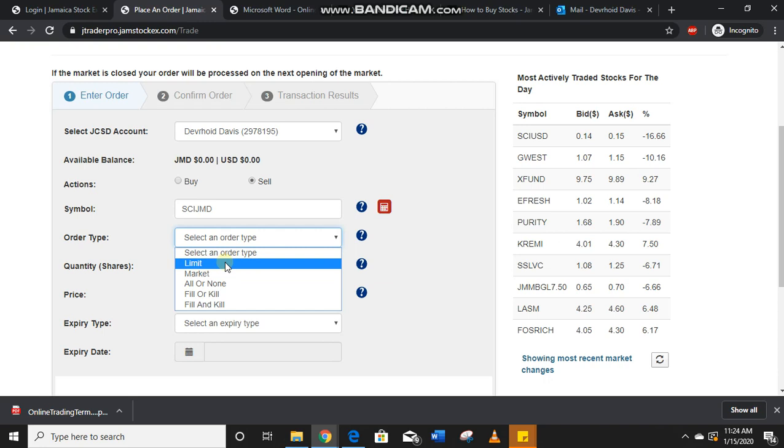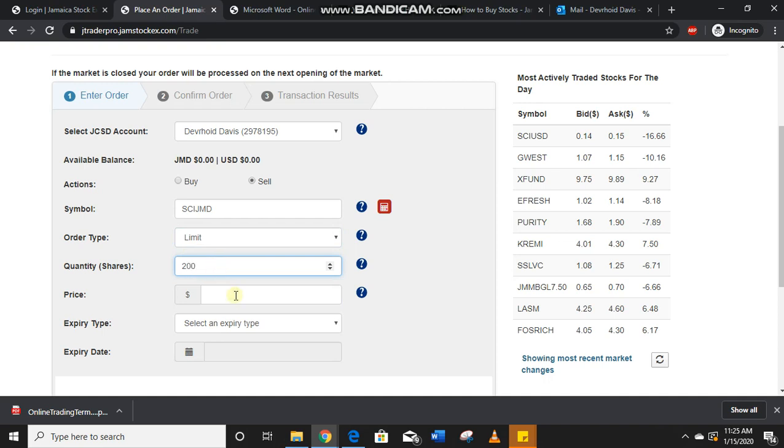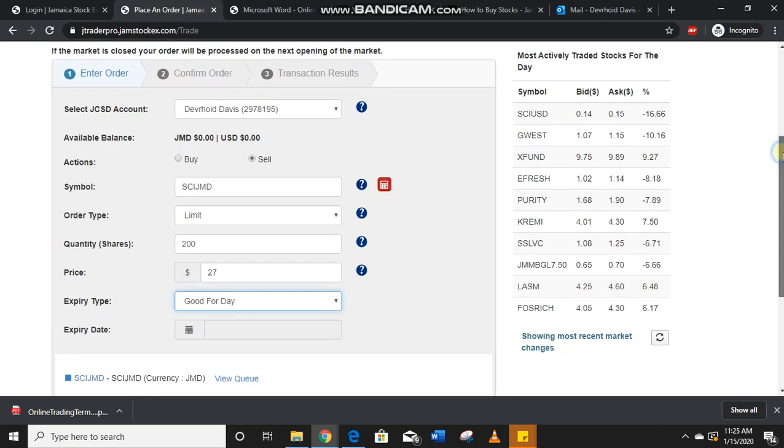And then for the order type, they're pretty similar again. I'm going to set a limit in this case. The quantity of shares I'm selling is 200. And the limit price that I'm setting is $27 per share. For expiry type, I'm going to select good for day, which means if this trade is not executed today, then it will not go through. It will be cancelled automatically.